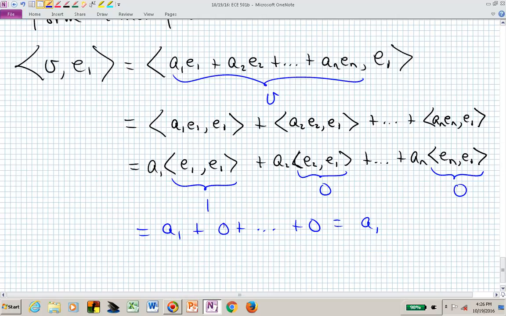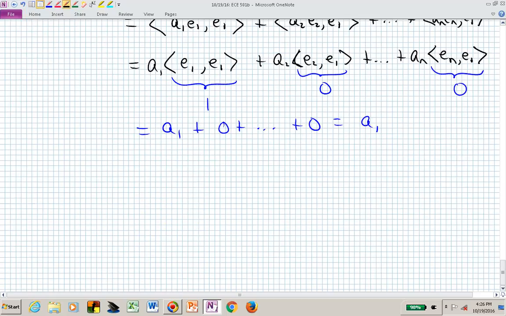And now we've shown that if we take the vector V, that's some linear combination of these orthonormal vectors, its inner product with E1 is forced to be that scalar A sub 1. And we can repeat that for every one of those scalars. We can inner product V with E sub 2, V with E sub 3, V up to E sub n. So we'll repeat that for all other vectors in the basis.